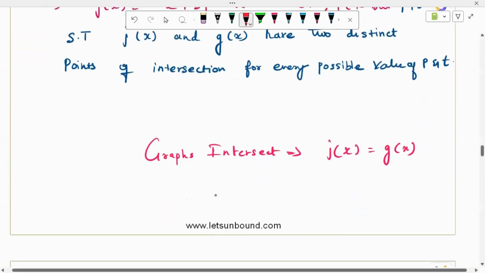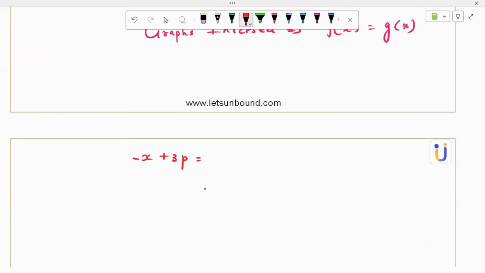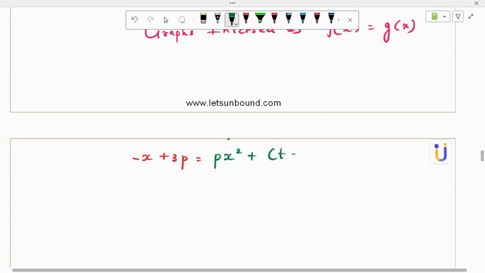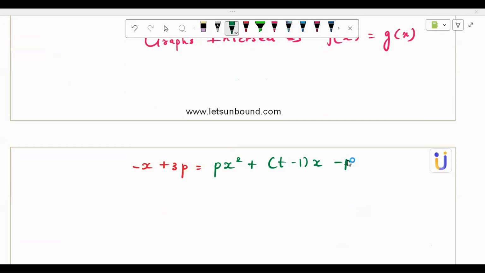So let's break it down. First, let's equate and simplify. J of x is minus x plus 3p. And what is g of x? It's given, I'm just copying it: px square plus t minus 1 x minus p. So keep that p and t as it is. Don't substitute, we already found p, right? Don't use that over here.